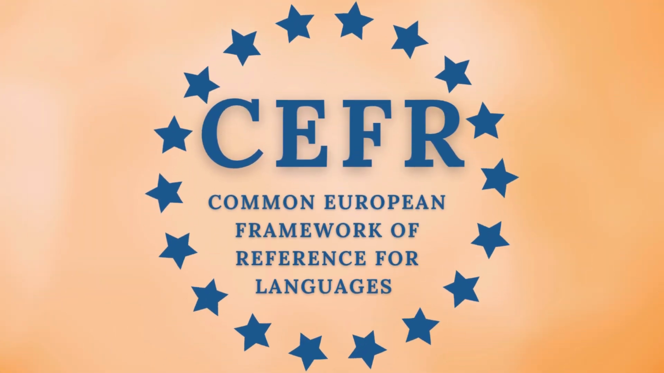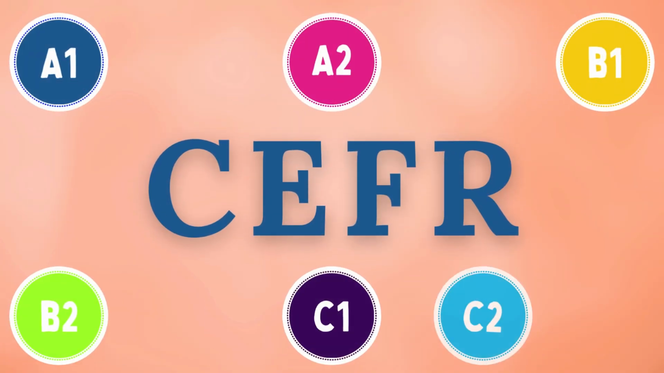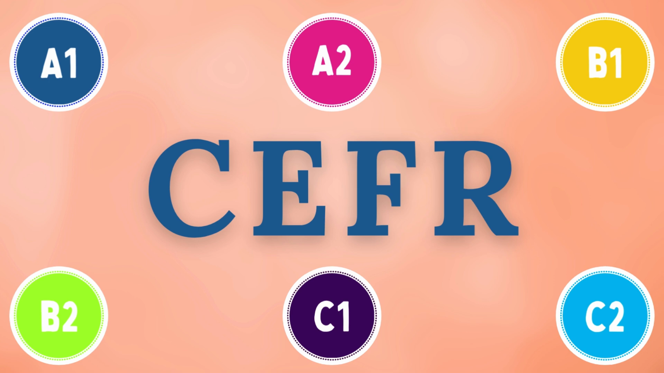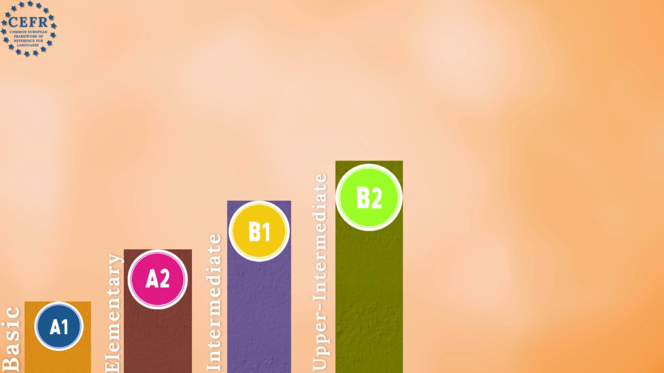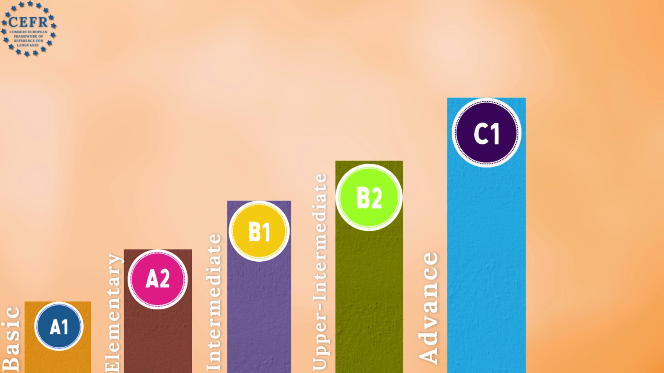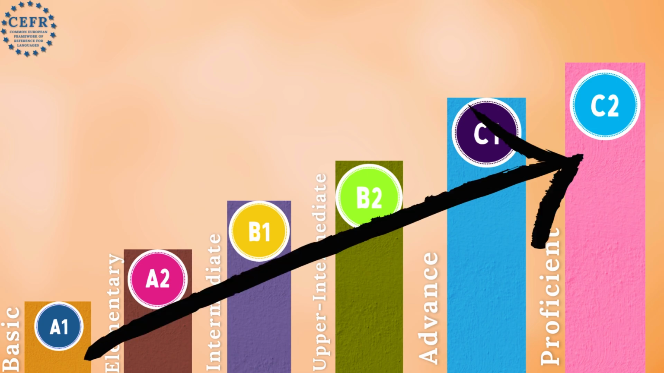CEFR is the Common European Framework of Reference for Languages. It's divided into 6 levels. This measures your ability in a language. Starting with A1, which is the basic level, then A2, elementary level, B1, intermediate, B2, upper intermediate, C1, advanced, and C2, proficient. Let's see how you can progress from beginner to advanced levels.